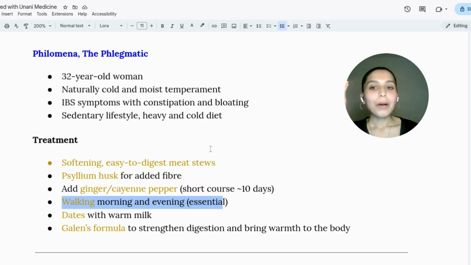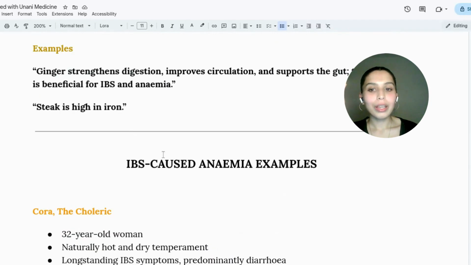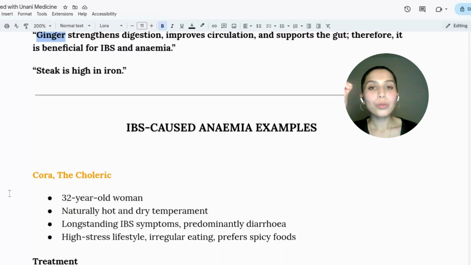Okay, now going back to these, imagine giving ginger to Cora. Ginger is a heating herb. If we gave her ginger, this would increase the heat and make her diarrhea even worse, because her symptoms were already to do with excess heat, so adding more heat to her would be detrimental.